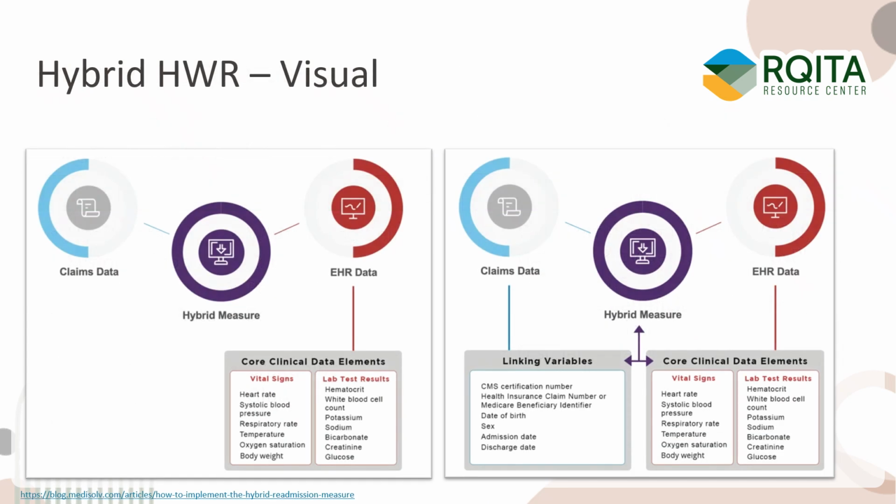I think this is a great visual to show how the hybrid HWR measure is calculated. On the left, the CCDEs are pooled into two buckets, vital signs and lab test results, which are captured in your EHR system and exported into QRDA1 files for submission. On the right, it shows the linking variables that will also need to be included in your QRDA1 files. If CMS cannot connect the CCDEs to the claims data via the linking variables, they won't be able to calculate this measure for you.